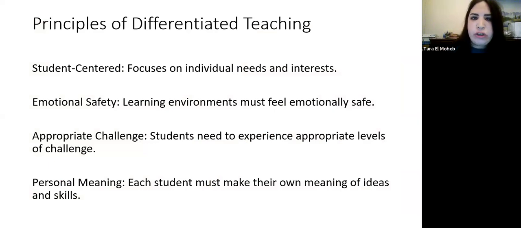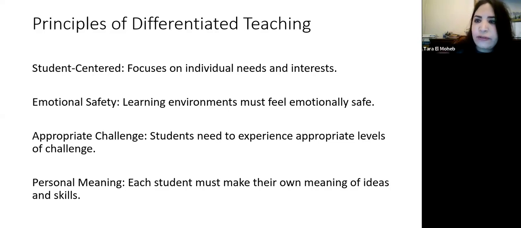Principles of differentiated teaching. As we know, differentiated teaching is a teaching approach that aims to reach all students, no matter what level and no matter what style of learning. But how do we do it? What are the principles of differentiated teaching? What are the core concepts?